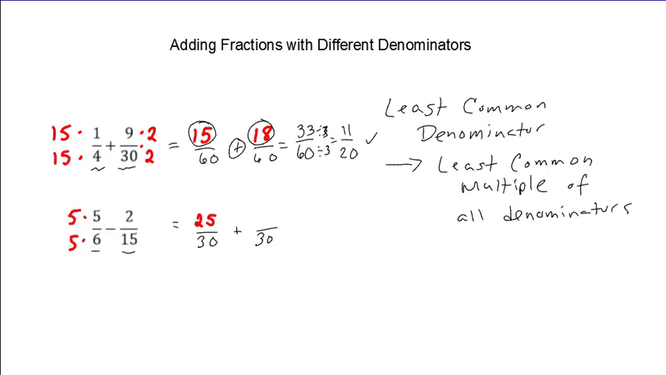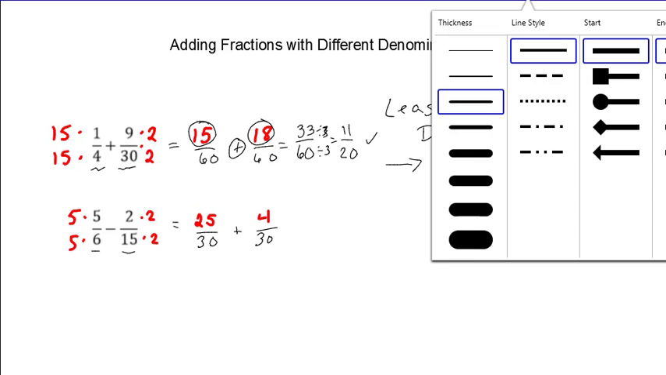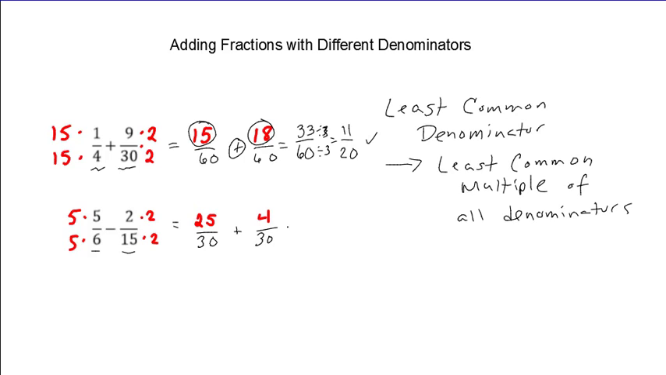25 out of 30 is the same proportion as 5 out of 6. Okay, we're just changing the denominator so that I can add the fractions. For the second fraction, 15 times 2 is 30, so that gives me the clue that the numerator is 2 times 2, which is 4. And now, once the denominator is the same, it's ready to combine.